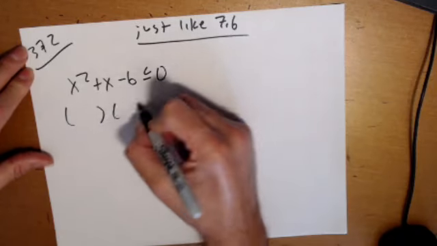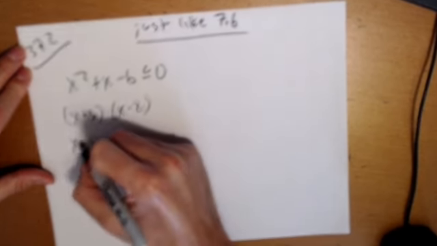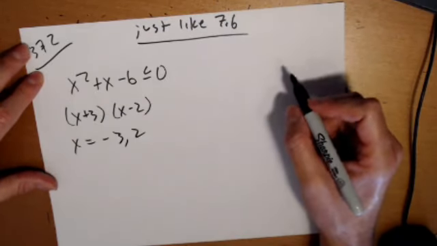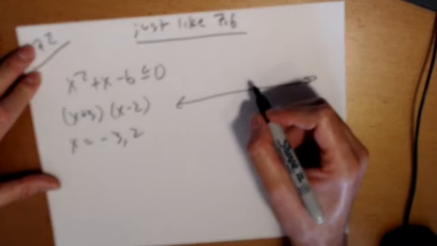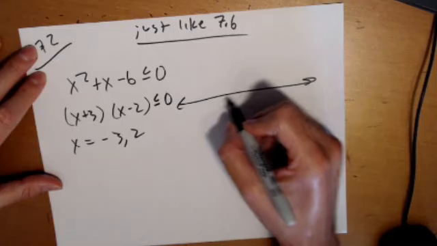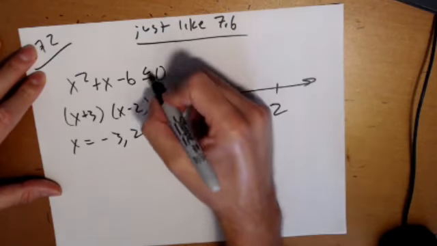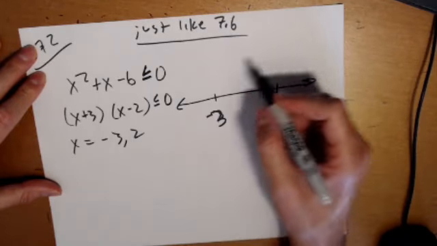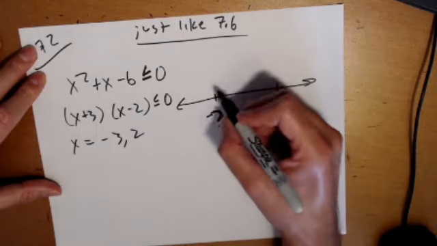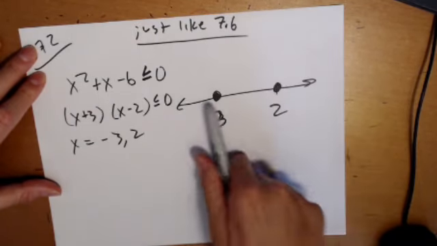I like factoring method. X plus 3, x minus 2. That gives me answers of -3, +2. Number line. So number line, -3, +2. You see how it's a less than or equal to? If it was just a less than, it would be open circles, right? But less than or equal to, we'll put solid circles, or brackets if you prefer. And then we have 3 areas.